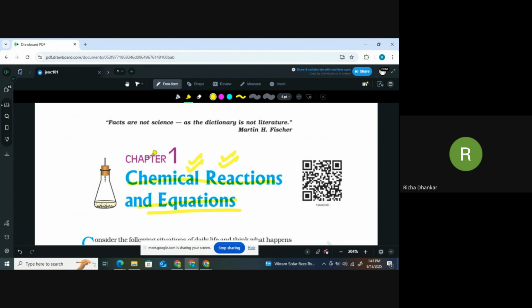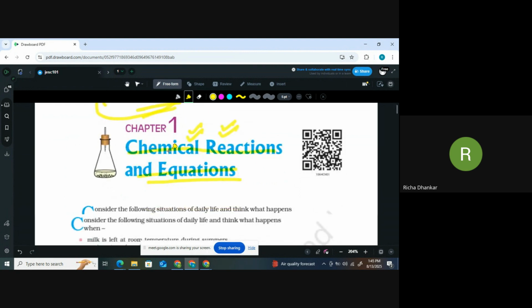Even before we start, you can see a line written over here: facts are not science, as the dictionary is not literature. It is absolutely true. The more open-minded you are to science, the more the science will give you. That means you have to broaden your mindset, because understanding is everything in science. You will learn what you understand and skip whatever you don't understand, even if you make big and great notes of it. So understanding is the first thing you need to learn through this video. We'll be keeping short videos of these chapters, so let's start and move further.